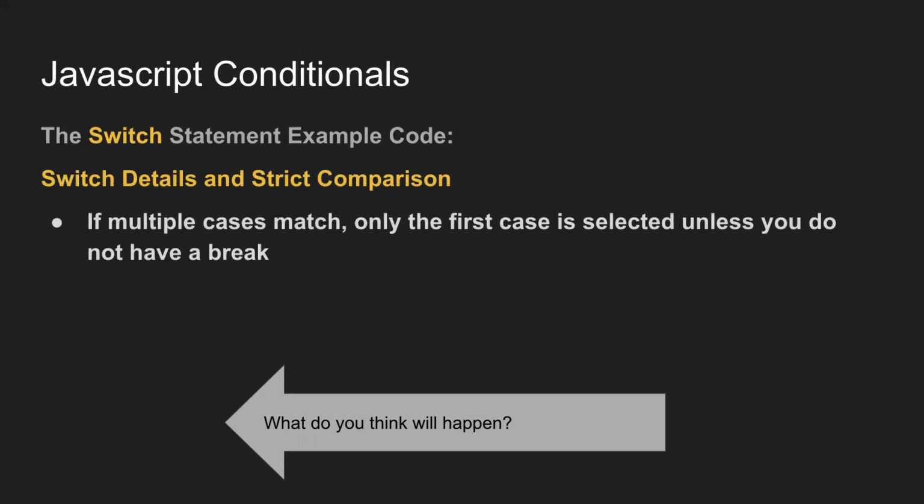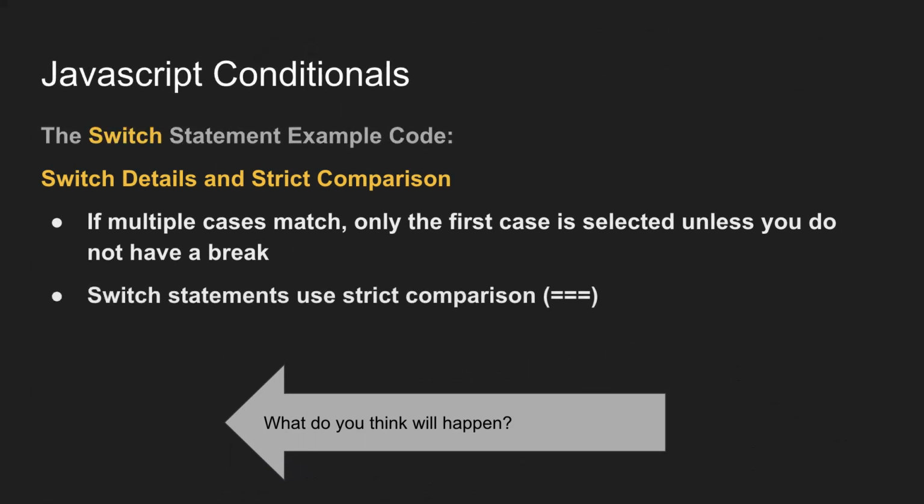And think about what might happen. So if multiple cases match, only the first case is selected unless you do not have a break. So if for some reason case 0 is listed twice, it would hit case 0 the first time, and if there is no break, it would go down and hit case 0 again and call that piece of code, right? But it always calls the first in the list.